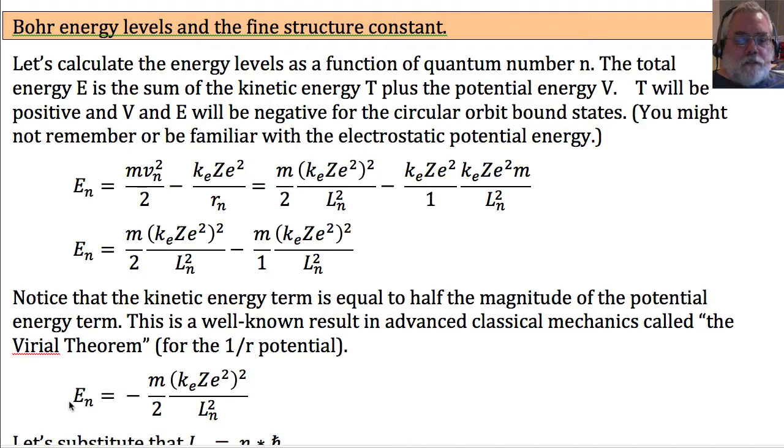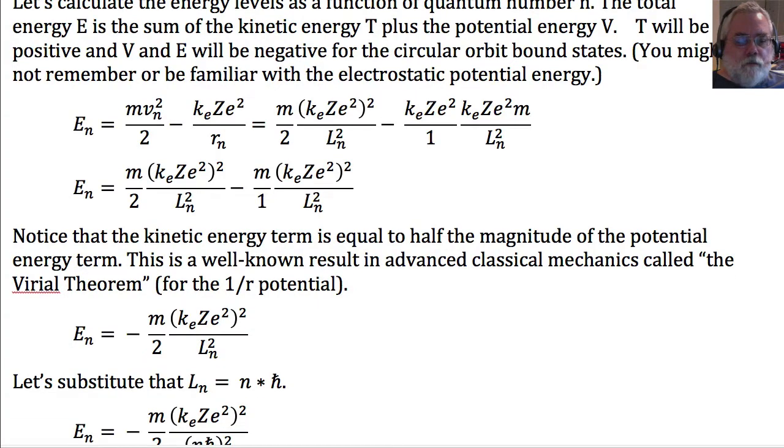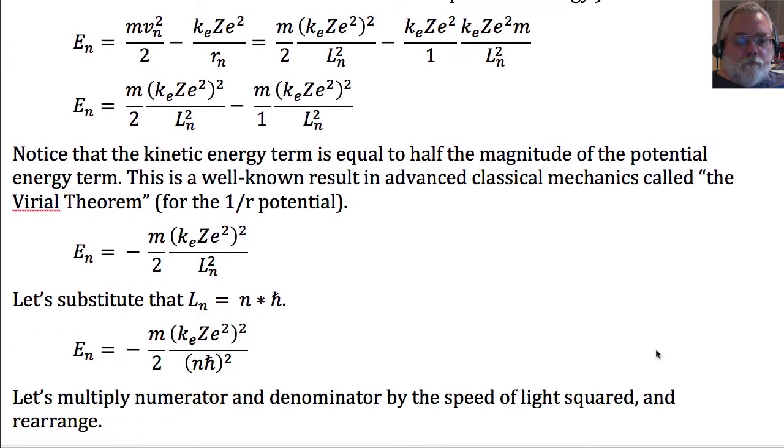Energy level E sub n equals minus m over 2 times quantity k sub e z e squared, quantity squared, over angular momentum squared. Let's substitute that angular momentum, L sub n, equals n times h bar.